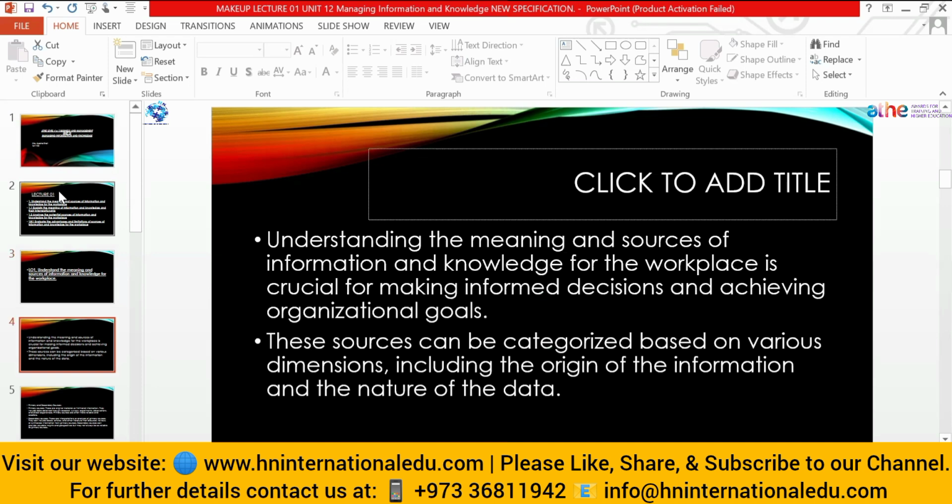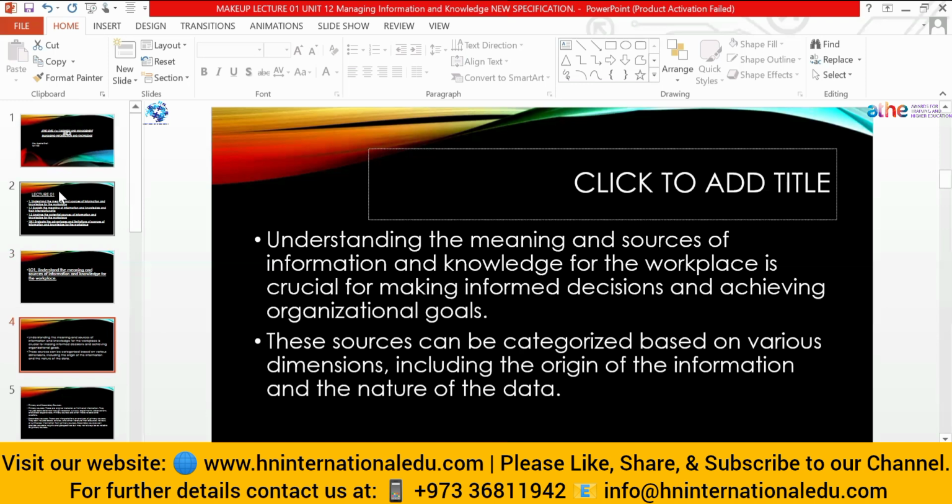Understanding the meaning and sources of information and knowledge for the workplace is crucial for making informed decisions and achieving organizational goals. Why are these two elements very important? First, we have to take informed decisions. Informed decisions are those decisions in which everything is pre-calculated and pre-decided. You only have to take action regarding it. And all the decisions which we take, whether they are strategic or daily or some emergency one, are all based on and aligned with the goals of the organization.